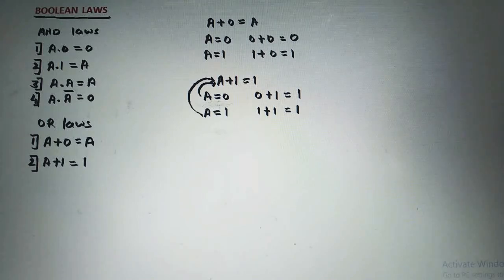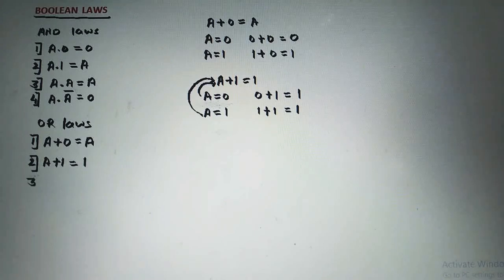And when we put a is equal to 0, then 0 plus 1 is equal to 1. When we put a is equal to 1 in this, then 1 plus 1 is equal to 1. So whatever the value of variable a, it is either 0 or 1, we will always get the output as 1 in this second OR law.